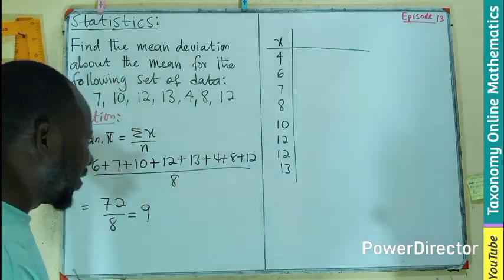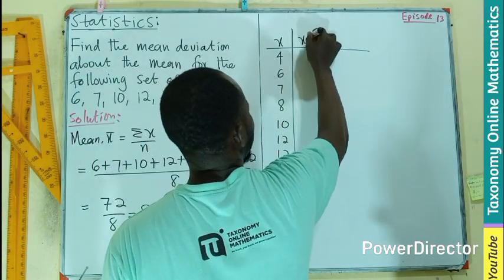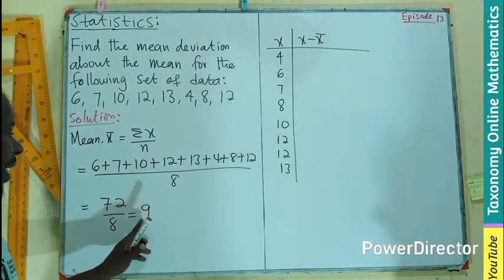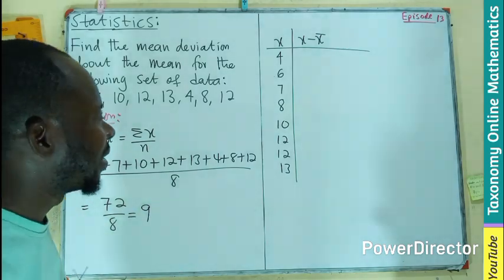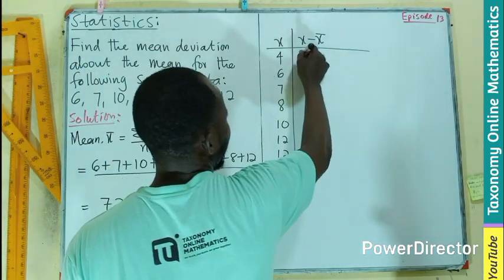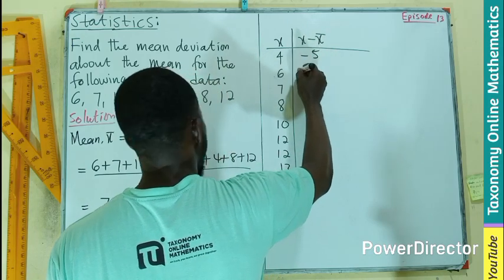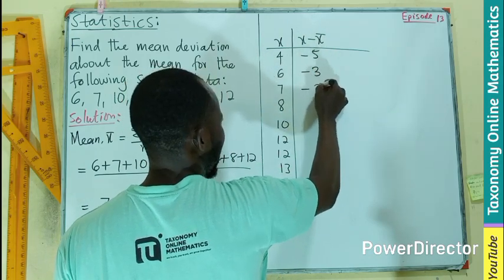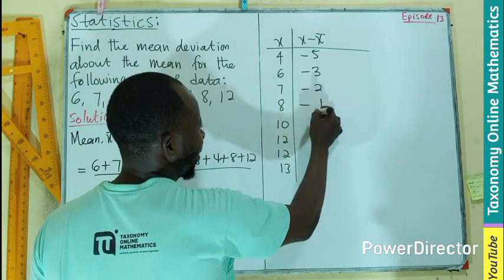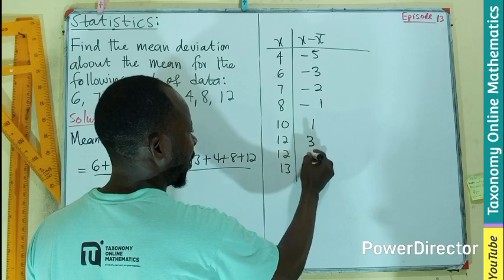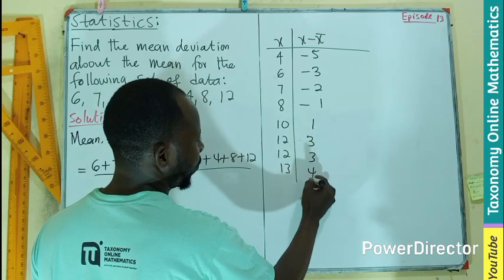The next thing is to find the deviation in each value, subtracting 9 from each of the data set. So 4 minus 9 will give you minus 5. Then minus 3, minus 2, minus 1, 1, 3, 3, 4.